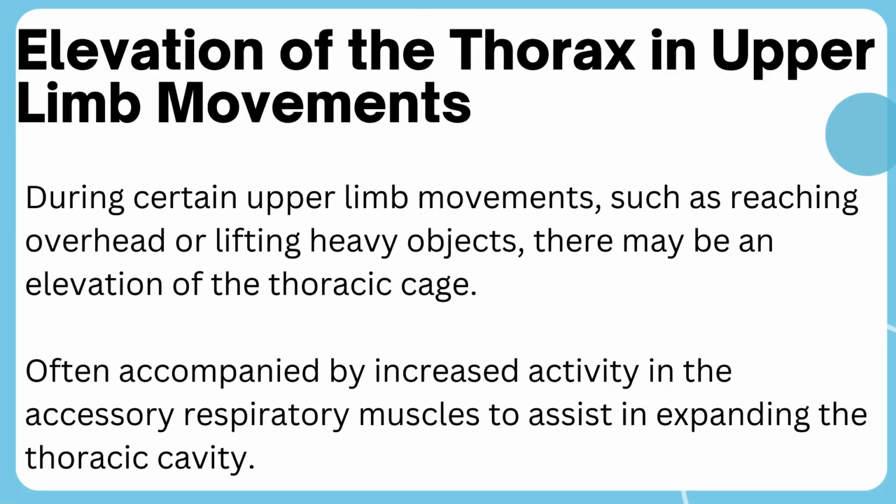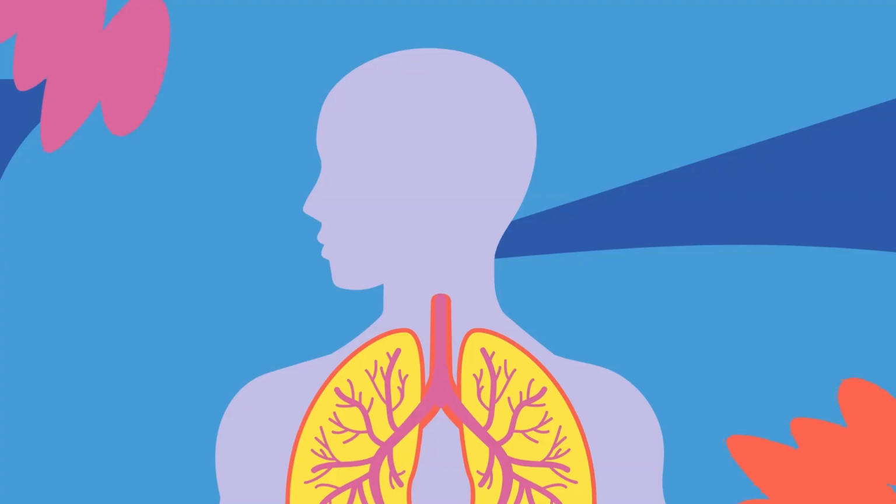It's important to note that these secondary movements are often integrated with the primary movements to achieve a range of motions that support various physiological functions, including breathing, postural adjustments, and upper limb activities. The thoracic cage is a dynamic structure that can adapt to different demands placed on the respiratory and musculoskeletal systems.